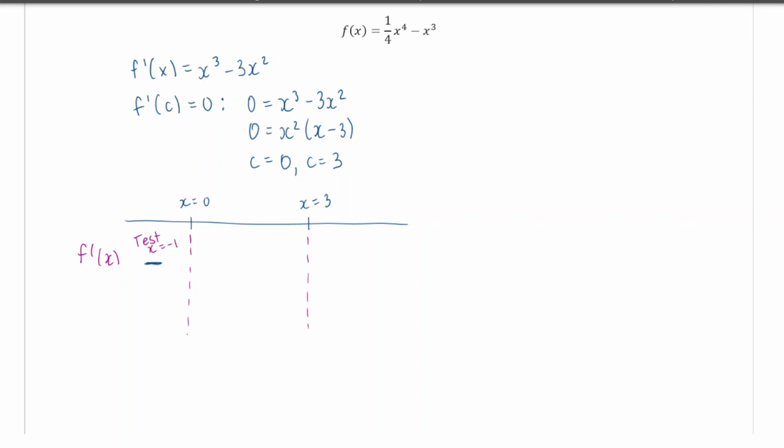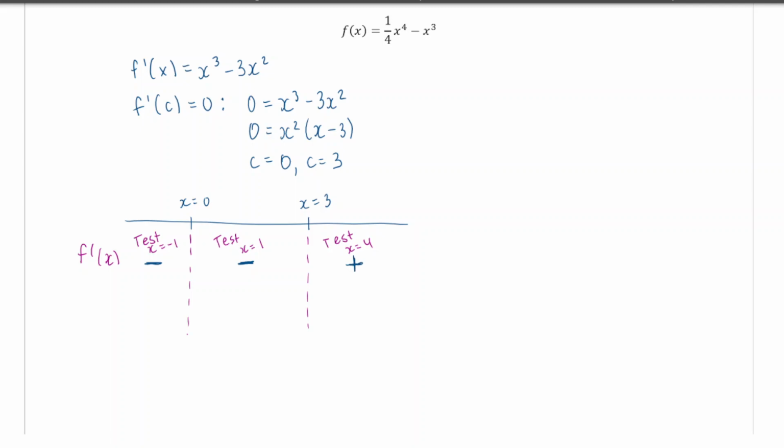Now I'm going to test the derivative at a nice number in between 0 and 3, maybe +1. So I plug that into the derivative expression. Usually I like to use the factored form because it's a little bit quicker. And I still see that I get a negative number. And then I'm going to pick something greater than 3, maybe 4. I plug it into the expression for the derivative, so 4 squared times 4 minus 3, and I see that I get a positive number.